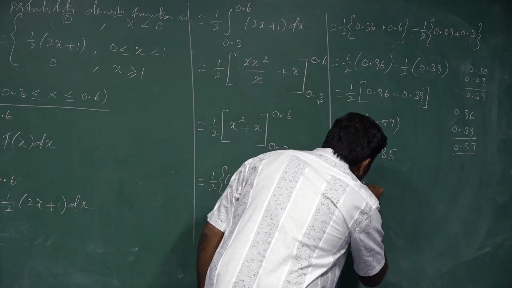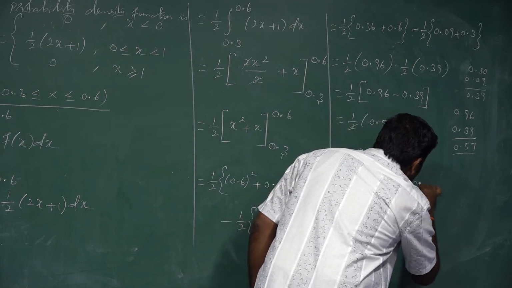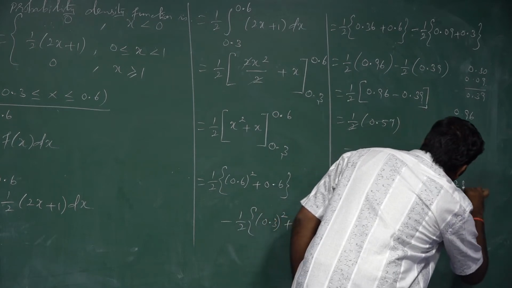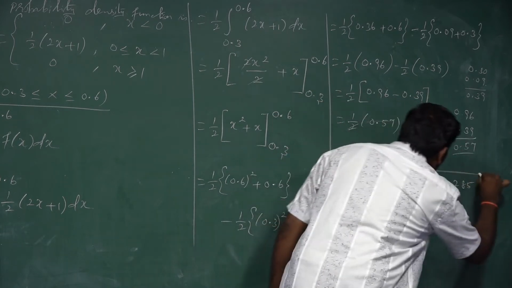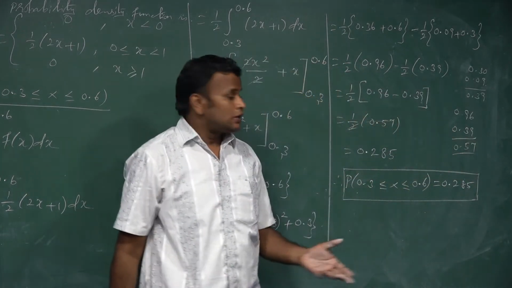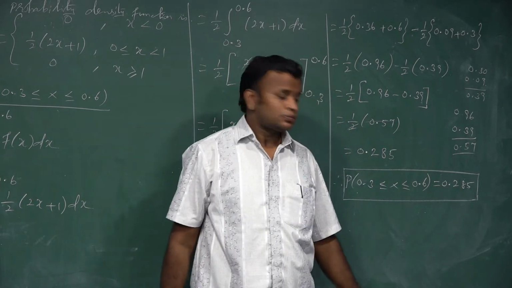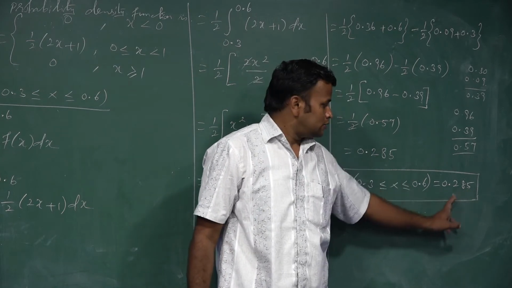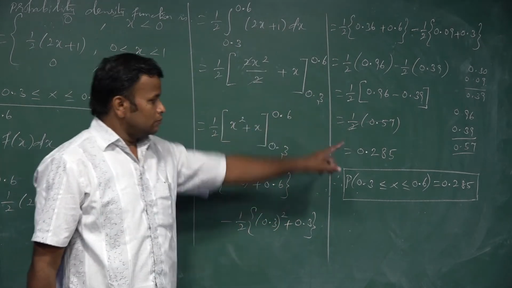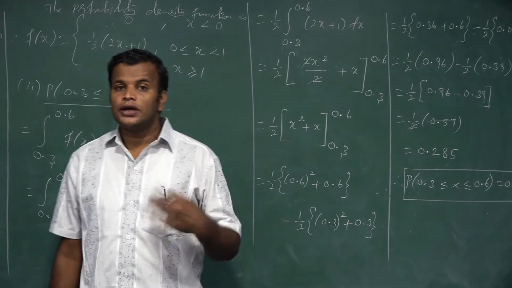Therefore, P of 0.3 less than or equal to x less than or equal to 0.6, that value is 0.285. We write as it is, or sir, I converted in the second 2 decimal number 0.29 also, because it's more than or equal to 5, 0.29. Suppose we do the problem in capital F of x, the same answer will come. So it's your choice. We use either small f of x or capital F of x.